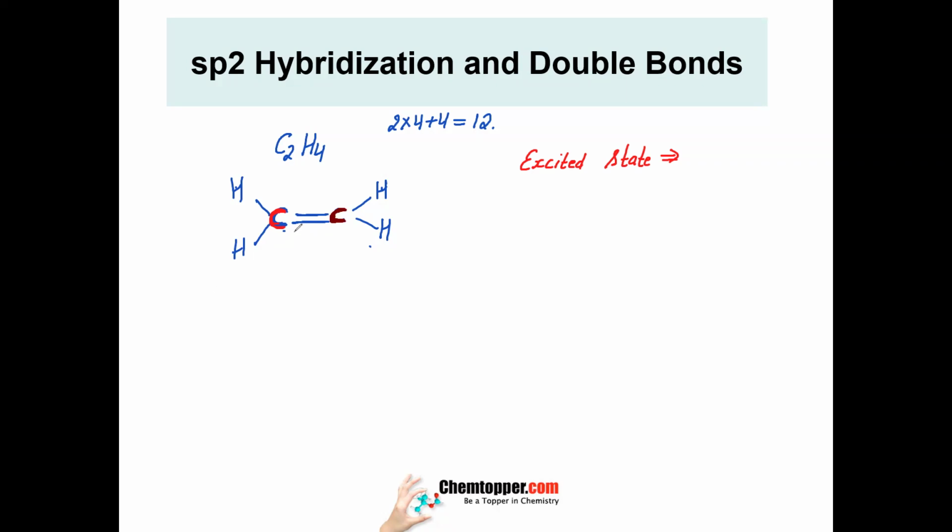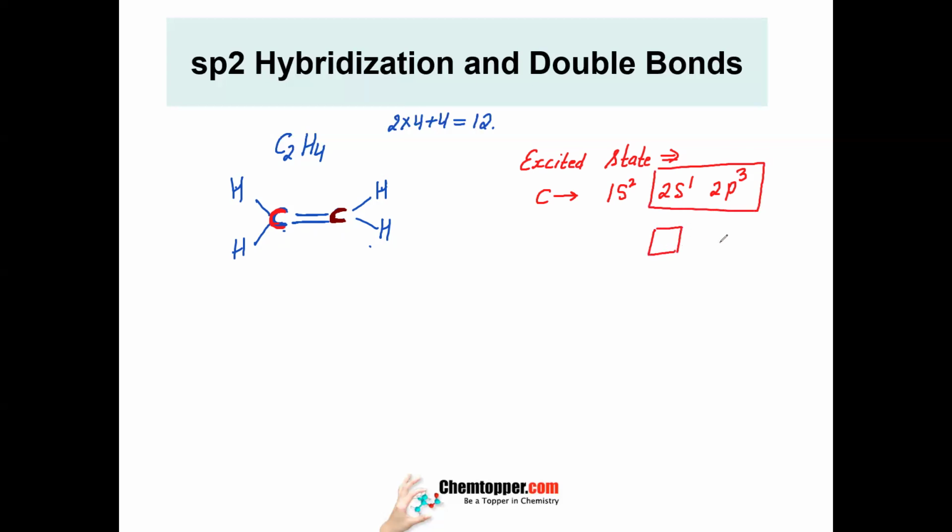So during hybridization, I need only 3 orbitals. Now let's see the excited state of carbon. Its excited state is 1s2, 2s1, 2p3. This is the outermost shell.